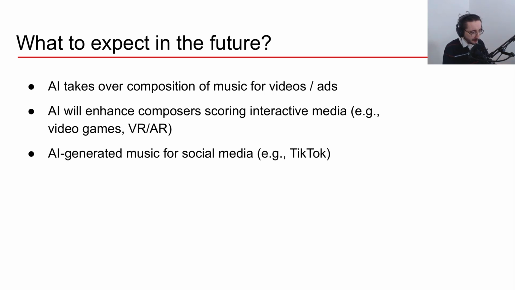Then the second point is what excites me the most. AI will be able to enhance composers when it's time for them to score interactive media like video games. And so here we have a problem, because for video games, for example, you want a lot of musical content, and this musical content should adapt depending on what's going on in the game. But the problem is that human composers are limited. They can only create 2 hours, 4 hours, 8 hours of music, not more than that.